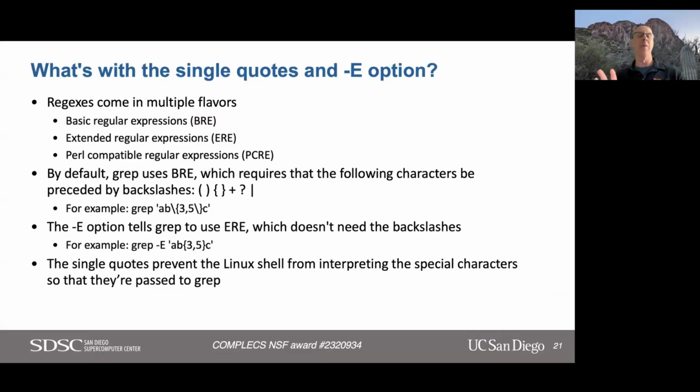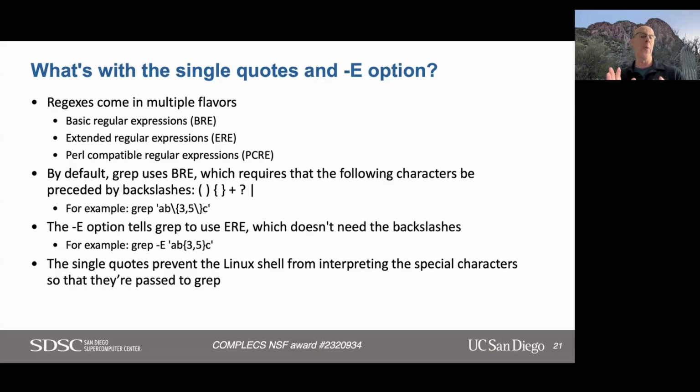So I introduced a little bit of new syntax there. We started using single quotes around our regular expressions, and we added the -E option. So we should take some time to explain that. Regular expressions can come in multiple flavors. There's what we call the basic regular expressions, extended regular expressions, and Perl-compatible regular expressions. By default, grep uses the basic flavor, which requires that the following characters be preceded by backslashes. The parentheses, the curly braces, the plus sign, the question mark, and the vertical bar, which we'll get into shortly.